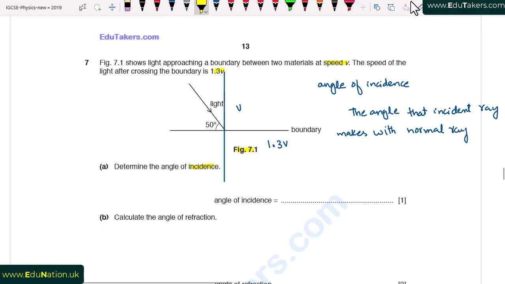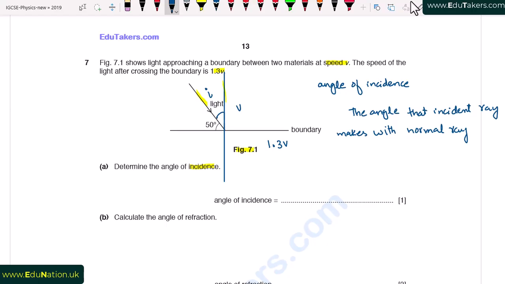So here we can see that it is the incident ray while it is the normal ray. So the angle between them is this. This is basically the angle of incidence. I write here I. Now we have to find out the value of angle of incidence.